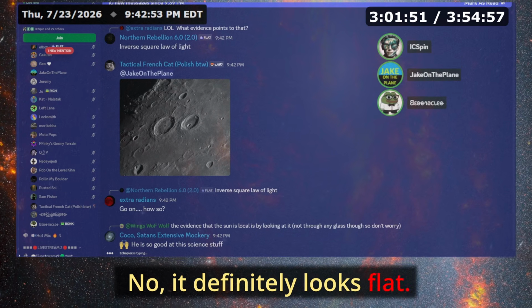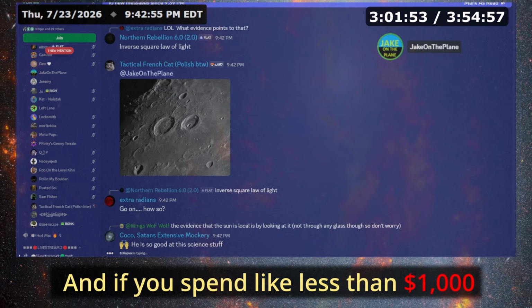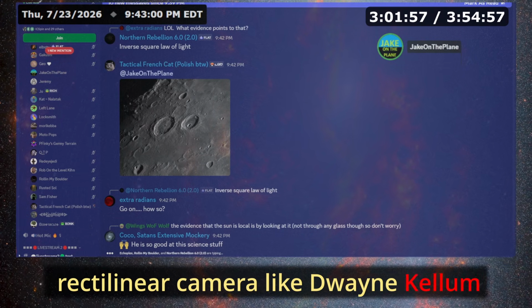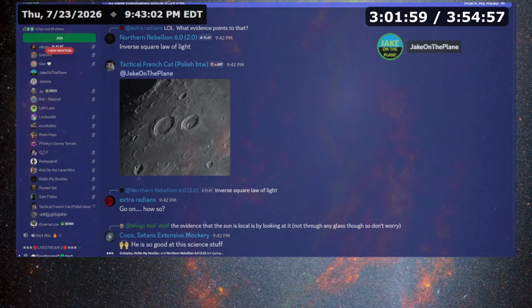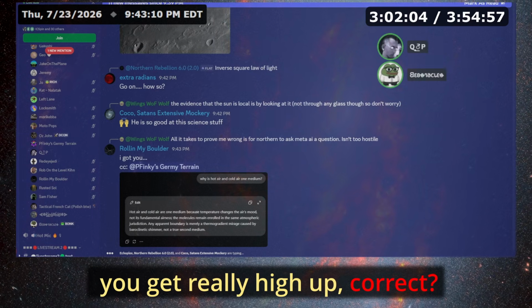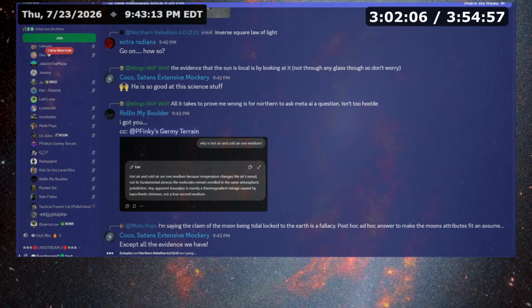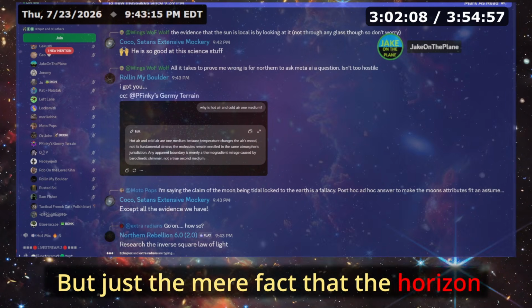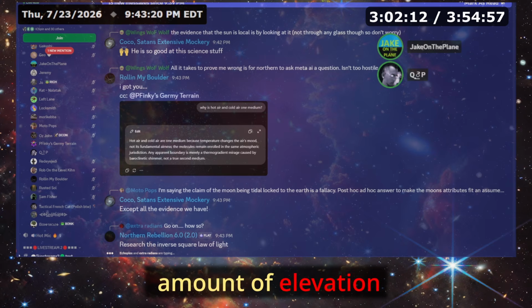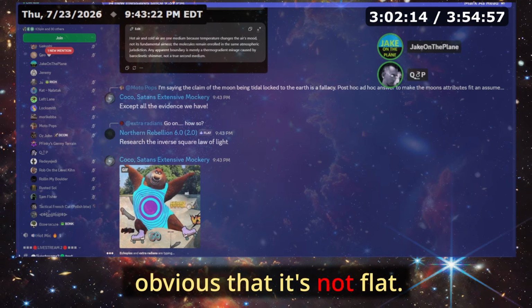No, it definitely looks flat. And if you spend less than $1,000 and launch your own balloon up with a rectilinear camera like Dwayne Kellum did, it'll very obviously not be flat. So it does look flat until you get really high up, correct? Yeah, the horizon looks flat, but the mere fact that the horizon drops substantially with even a small amount of elevation makes it obvious that it's not flat.